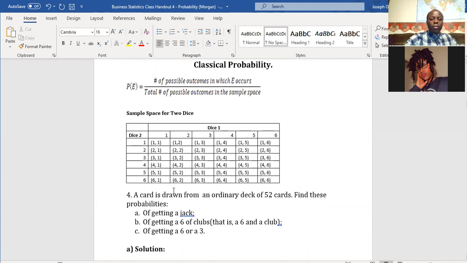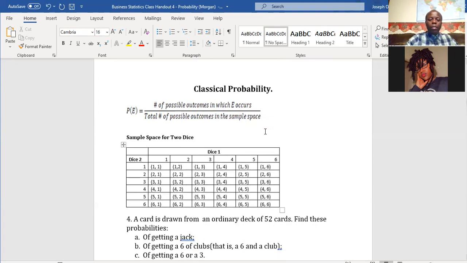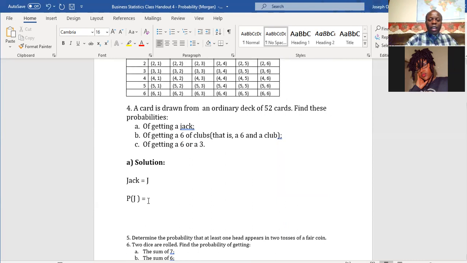But before I do that, I want to tell you this. Whenever we're doing a classical probability, like I already explained, this is the formula we use: the number of possible outcomes in which event E occurs over the total possible outcomes in the sample space. So this is what I was saying when I gave you the example with the card, with the dice, and with the day of the week. It is based on known sample spaces. Okay. Now, based on that, you see the probability of a jack.